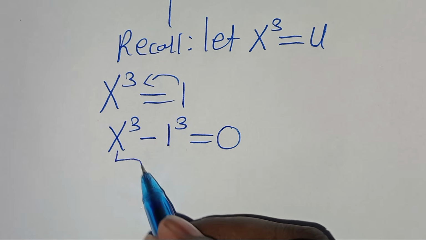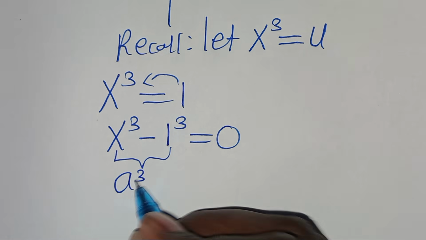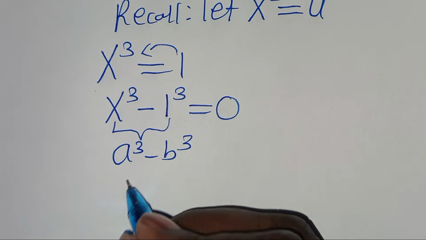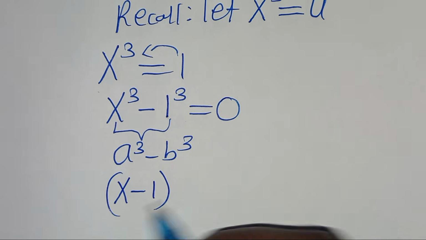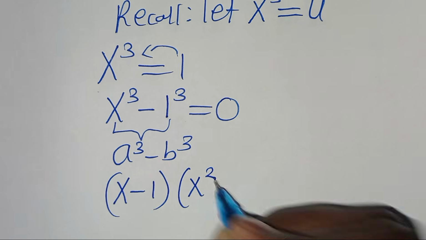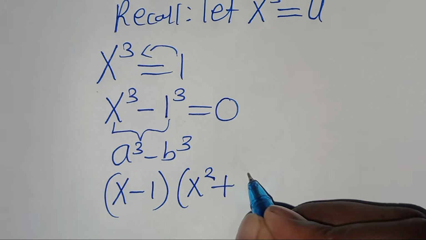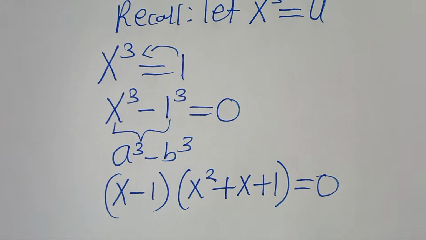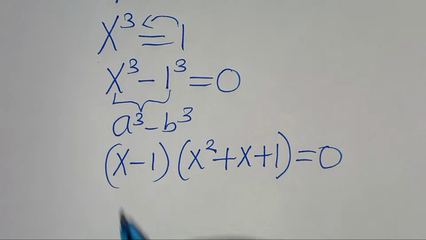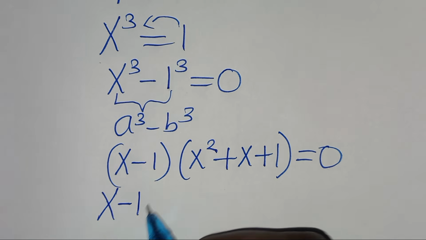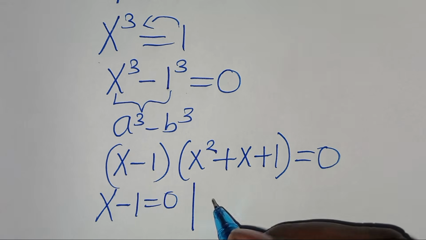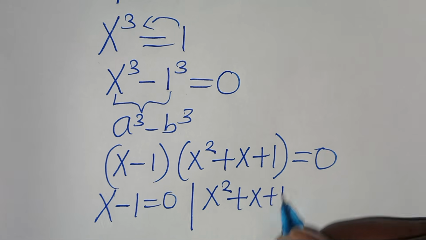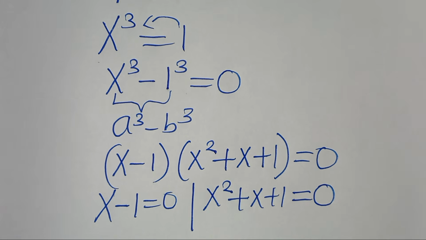Now this is the difference of two cubes expressed as a to the power of 3 minus b to the power of 3. So we can express this as x minus 1, x squared plus x times 1, which is x, then plus 1. This is equal to 0. So we have the first part here as x minus 1 is equal to 0. Then here we have x to the power of 2 plus x plus 1. This is equal to 0.